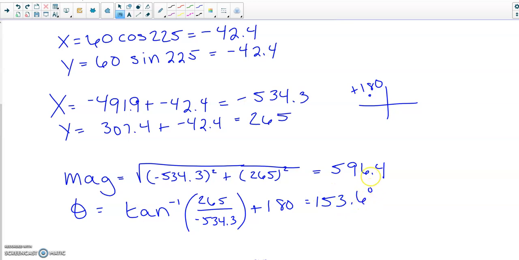And I get 153.6 degrees. Okay, I hope this has helped you. I'll see you in the next problems.